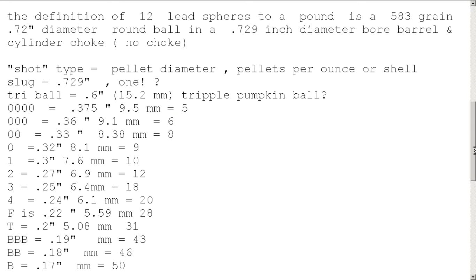Then there's F, and that's 22, actual 22 caliber, and 5.59 instead of 5.56, and they can hold almost 30 of them per ounce. Then you get T. I think that really refers to turkey shooting. That's just 20 caliber, 5 millimeter approximately, 31 of those per ounce. Then you get the BBs and triple Bs. Triple Bs are 19 caliber, you get 43 of them. Then you get 18 caliber BBs, that's the 46. And then finally B, which is 17 caliber, aka pellet gun diameter, and you can get 50 of those per ounce. So now you see, this is all the buckshot, etc. stuff. And I just thought I'd bring that up, just so you'd have the information.